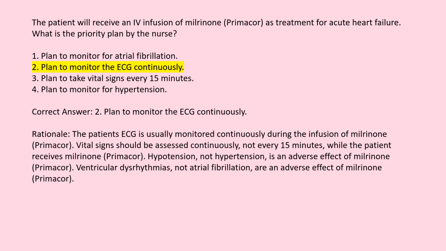Correct answer. 2. Plan to monitor the ECG continuously. Rationale. The patient's ECG is usually monitored continuously during the infusion of milrinone, Primacor. Vital signs should be assessed continuously, not every 15 minutes, while the patient receives milrinone, Primacor. Hypotension, not hypertension, is an adverse effect of milrinone, Primacor. Ventricular dysrhythmias, not atrial fibrillation, are an adverse effect of milrinone, Primacor.